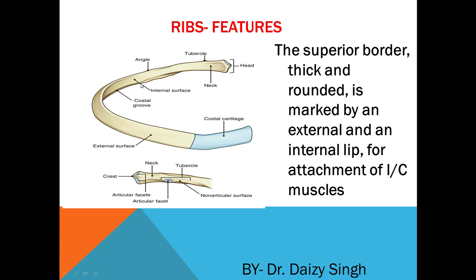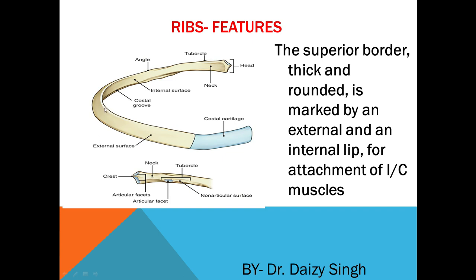Costal groove is the area where we have the intercostal vessels and nerve. VAN, V-A-N: vein, artery and nerve are in the costal groove. You can see the costal cartilage anteriorly.